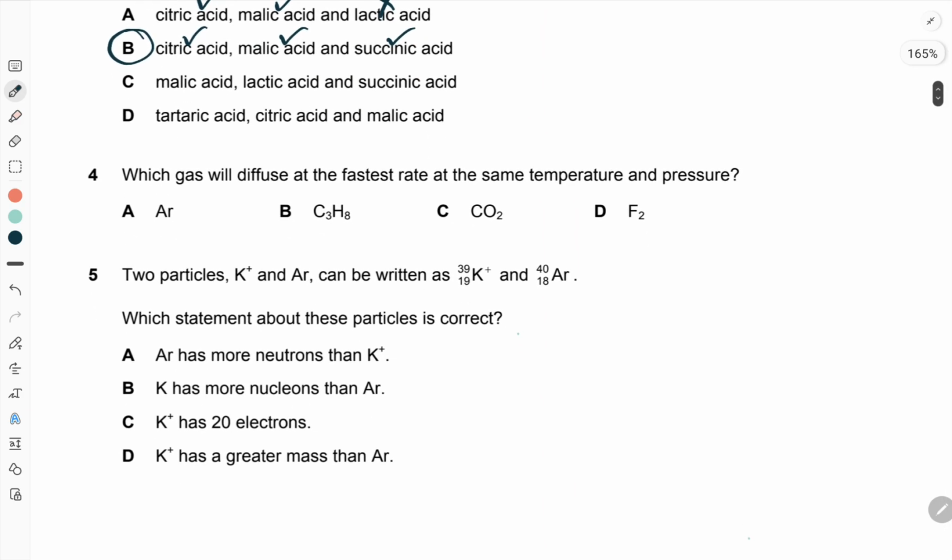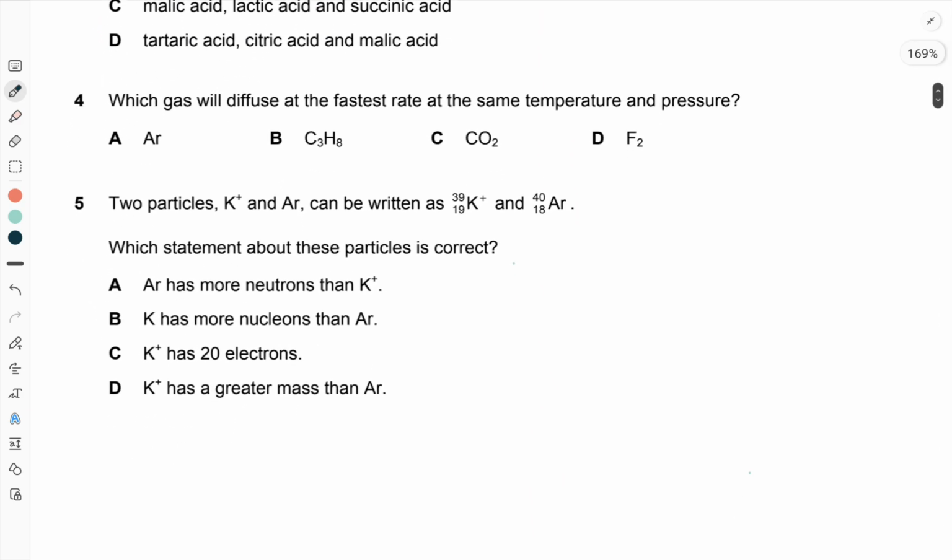Question number 4. Which gas will diffuse at the fastest rate? Diffusion fastest rate at the same temperature and pressure. Now you need to learn that there are two factors which affect the rate of diffusion. These are the temperature and the Mr of the gas. Since the temperature is the same, the only factor which will decide the rate of diffusion will be the Mr. Those gases which have the least Mr, or the lightest gas, will diffuse faster.